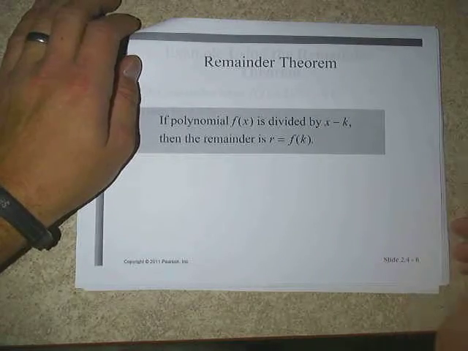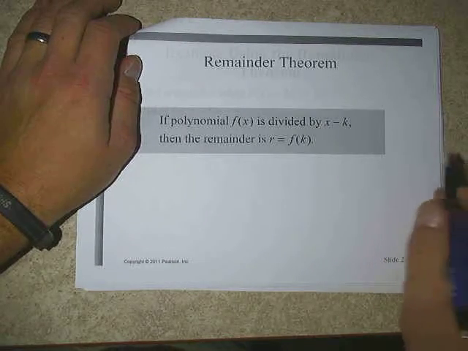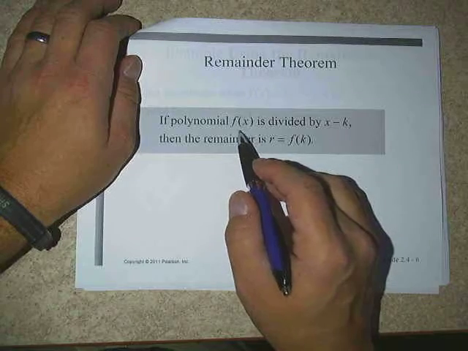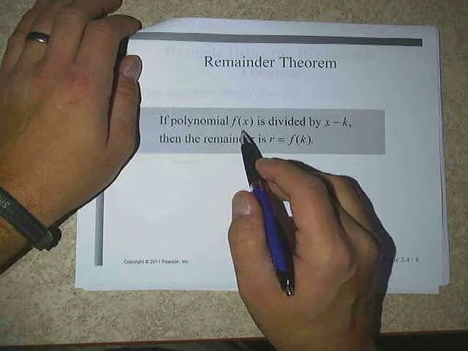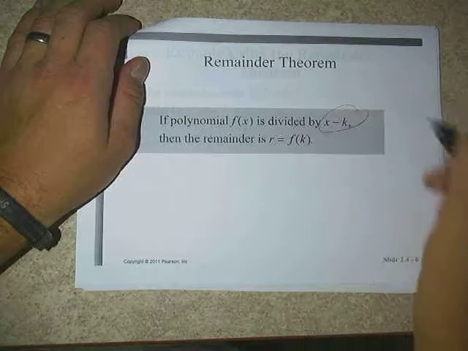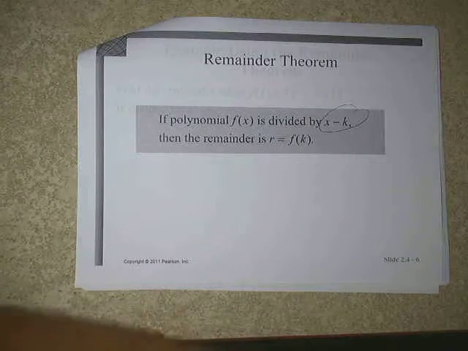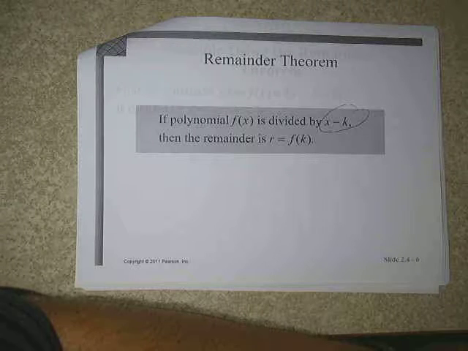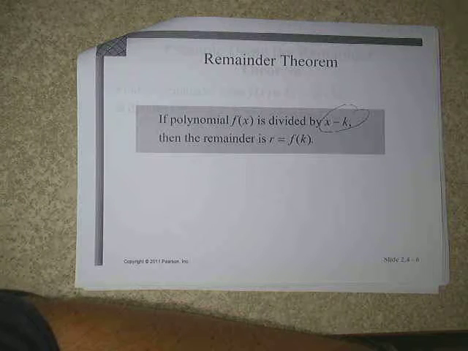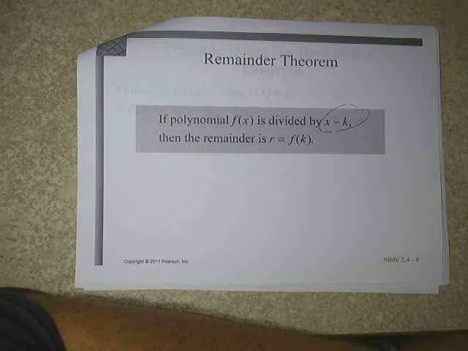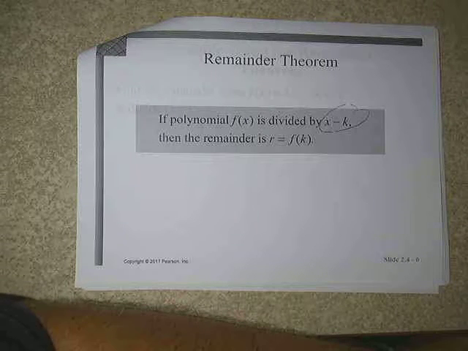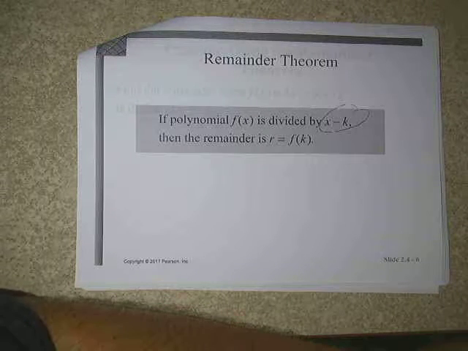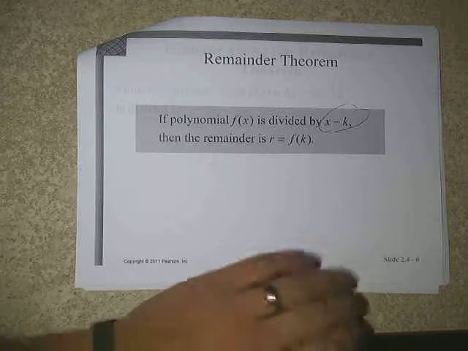So I want you to notice two things about this theorem before we start looking at it. We can have a polynomial, it could be any polynomial, it could be whatever degree we want it to be. But when we divide it by x minus k, the key thing here is that we're dividing it by something linear. We're dividing it by x minus k, or x minus 5, x plus 3, x minus 24. It's got to be a linear divisor in order for this theorem to help us.